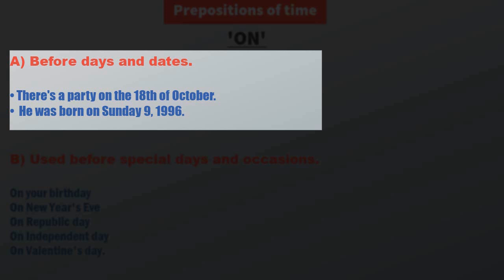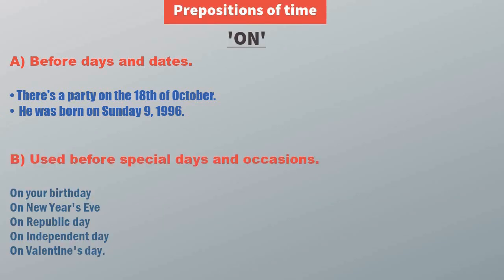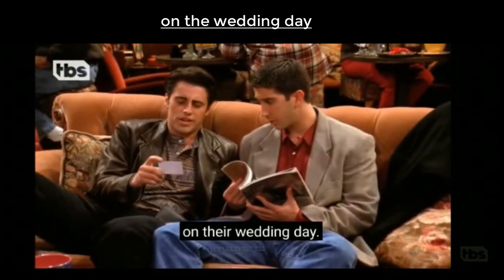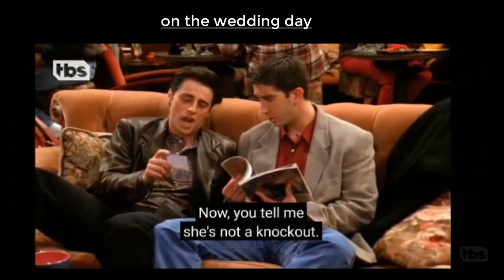So guys, if we look at this, a date is nothing but a day. A date itself is a day. Right? So that's one way to use it. We also use on with special days like birthdays, like festivals: on your birthday. I'm gonna do something special on your birthday. On New Year's Eve, what are you planning to do on New Year's Eve? On Republic Day, on Independence Day, on Valentine's Day. A picture of my mother and father on their wedding day.